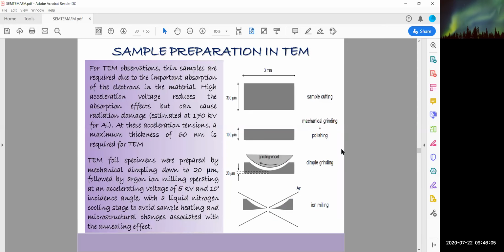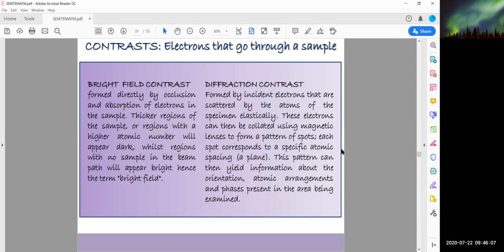Okay, bright field and dark field image contrast. For the bright field, contrast is formed directly by occlusion and absorption of electrons in the sample. Thicker regions of the sample, or regions with a higher atomic number, will appear dark, while regions with no sample in the beam path will appear bright. Hence the term bright field.